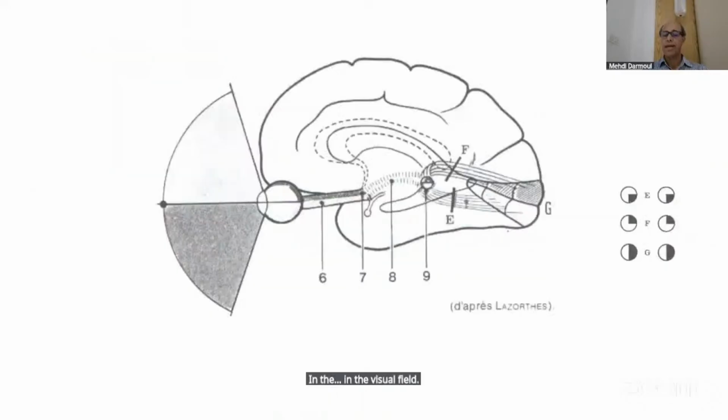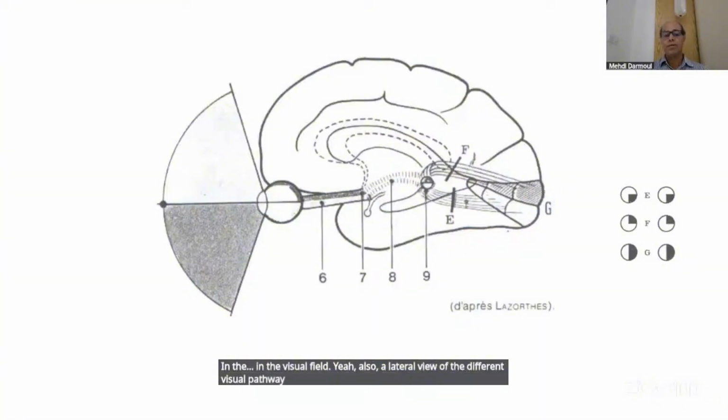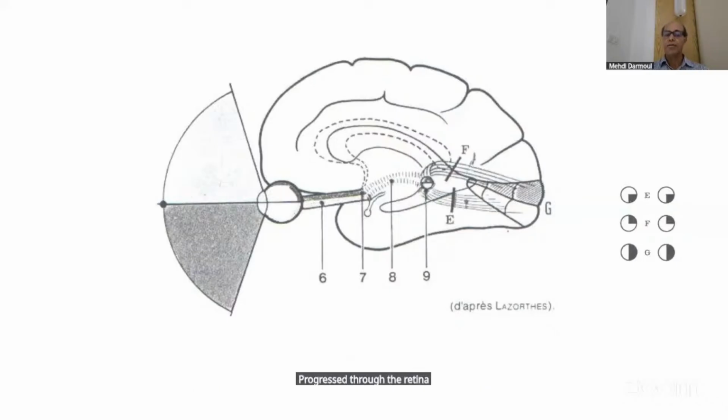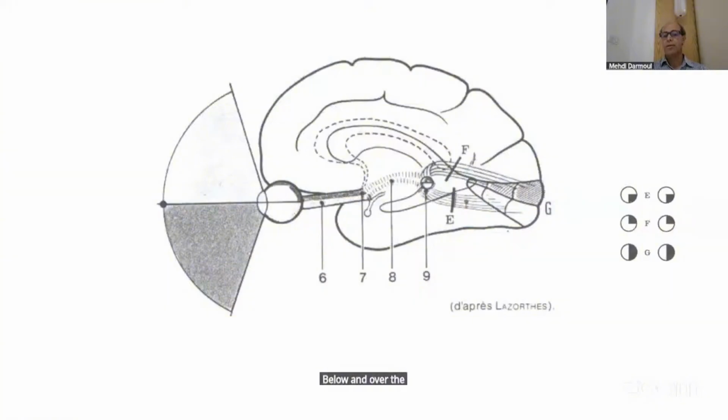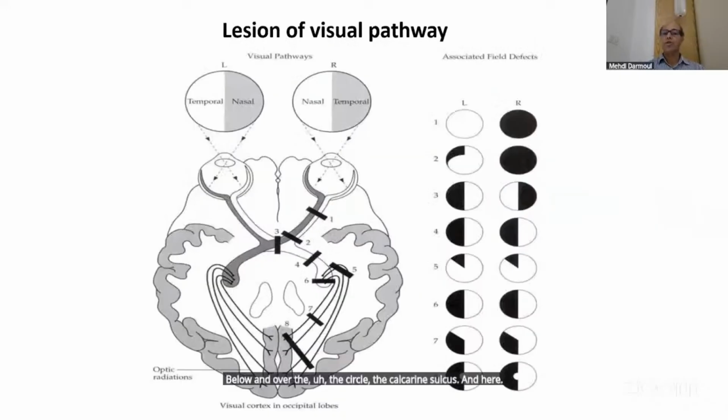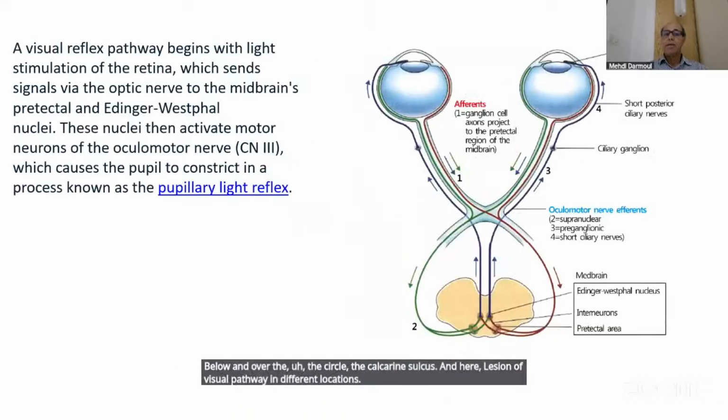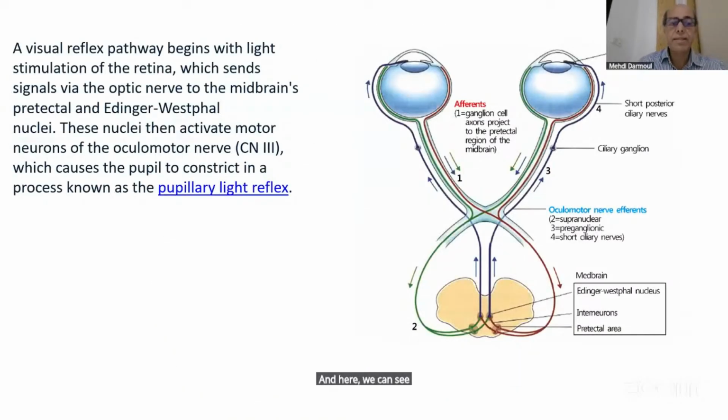Here also a lateral view of the different visual pathway and the progression of the information from the visual field through the retina, to the optic nerve, to the optic tract, to the lateral geniculate body and the optic radiation, below and over the calcarine sulcus. And here lesions of the visual pathway in different locations. And here we can explain the visual reflex.